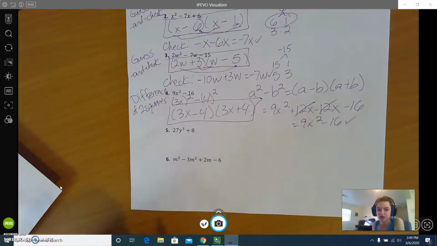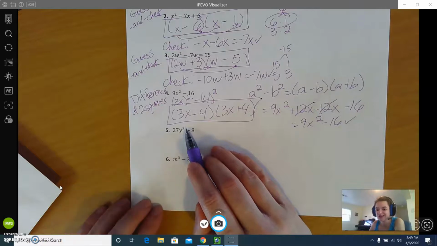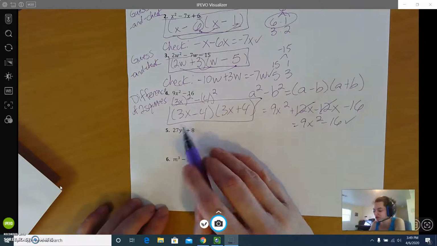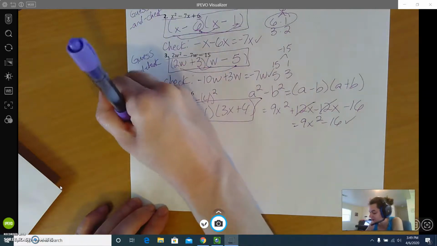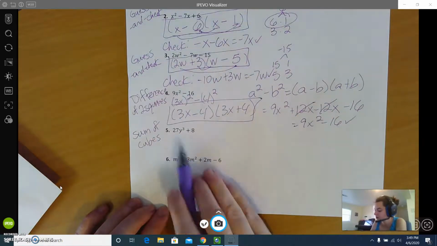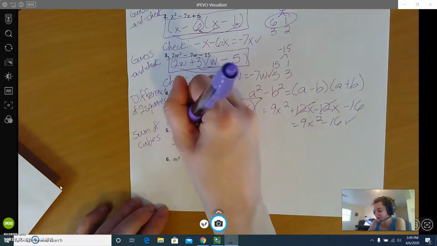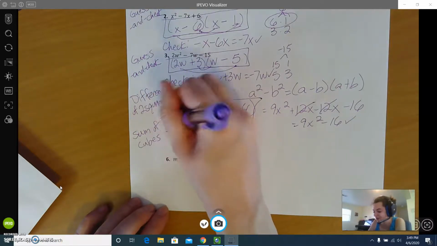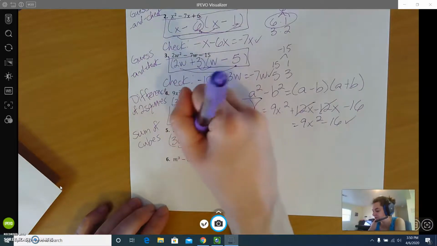So again, we have a binomial, so we're looking at, is it a difference of 2 squares, or is it a sum or difference of cubes? That y to the third should probably give you the biggest hint. We're looking at perfect cubes. Okay, so with it being an addition problem, this is a sum of cubes problem. So 27 is 3 to the third, and y to the third, of course, is y to the third. So 27y cubed is the same thing as 3y cubed.